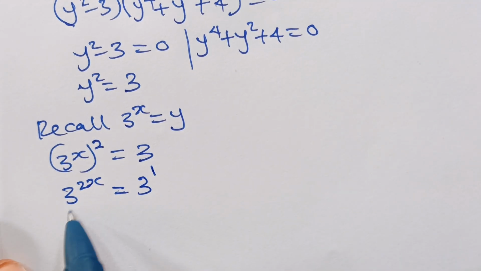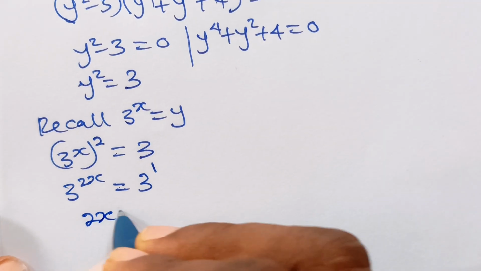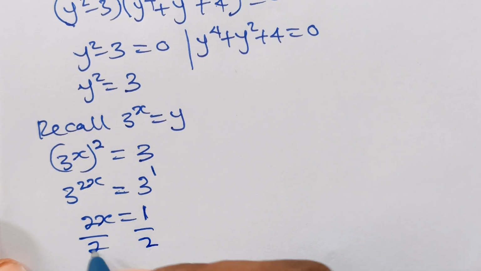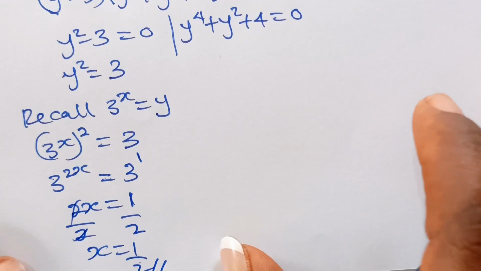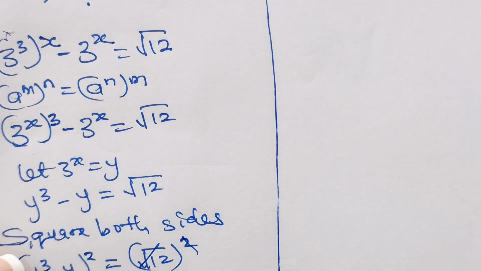Now they share the same base, so that means the powers are equal as well. So that means that 2x is equal to 1. Now to get the value of x, divide by 2, divide by 2, and we have that x is equal to half. Now that is one of the values of x. Let's go ahead and get the remaining ones.